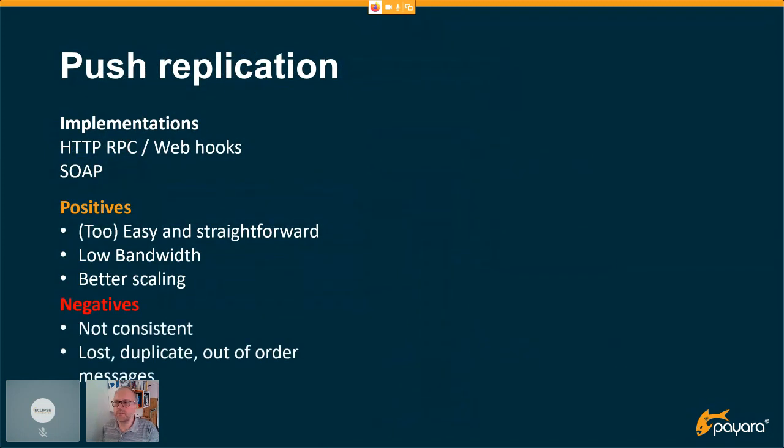Okay, so like I showed here, the major problem with synchronously pushing the data from producer to consumer is that it is not consistent. Network failures will result in lost messages. Retries will result in duplicate messages. The fact that those are multiple HTTP requests may result in out of order messages.